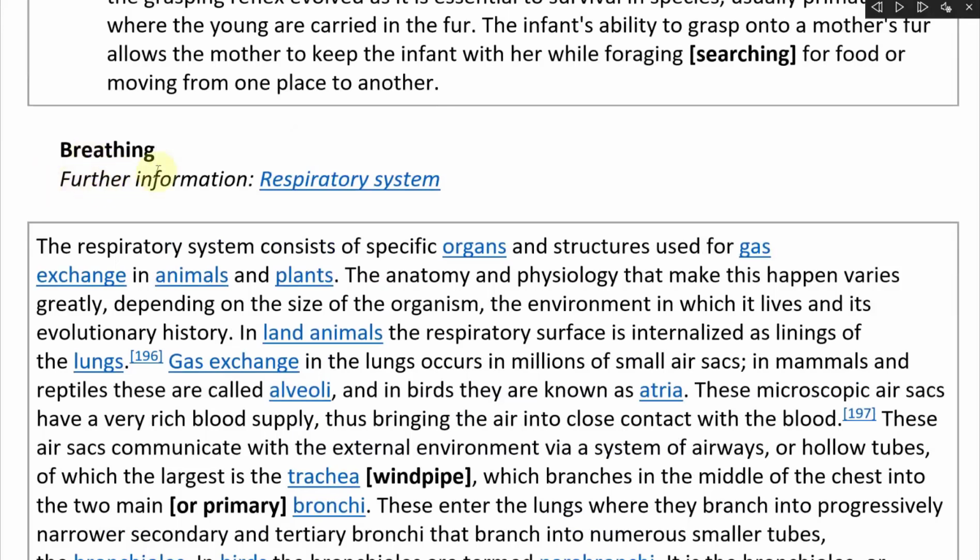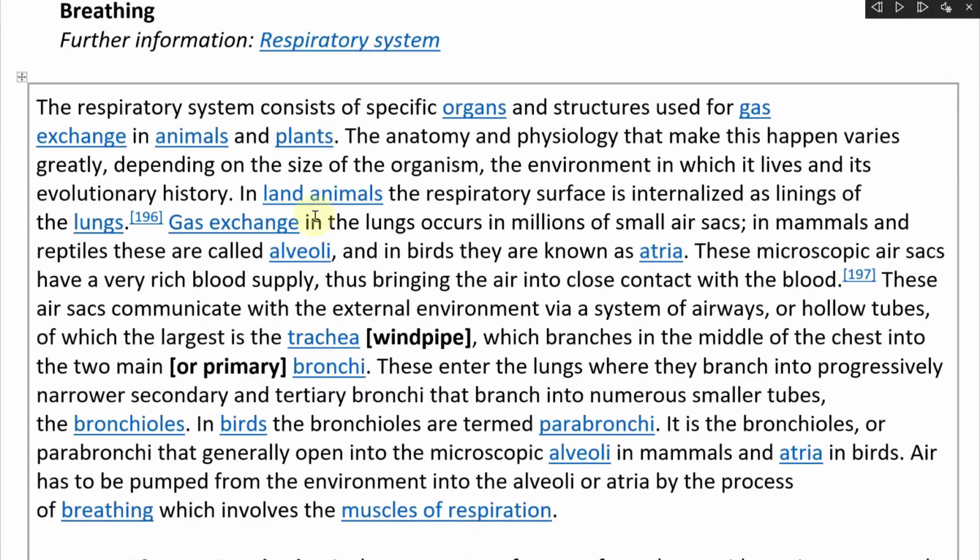Breathing now. So further information, look at the respiratory system, the individual article on Wikipedia. The respiratory system consists of specific organs and structures used for gas exchange in animals and plants. The anatomy and physiology that make this happen varies greatly, depending on the size of the organism, the environment in which it lives, and its evolutionary history.